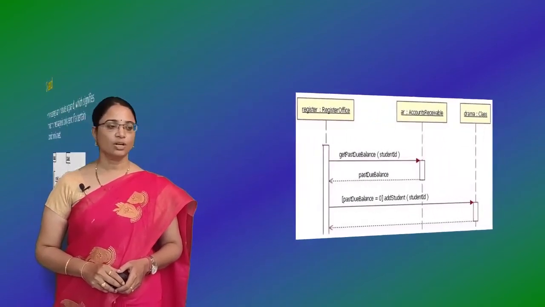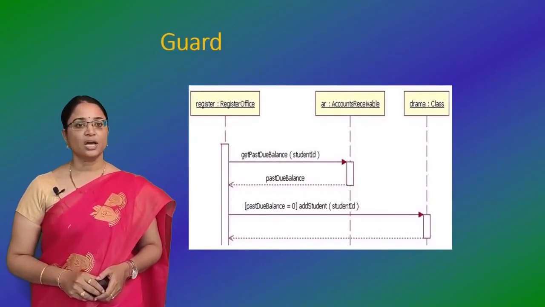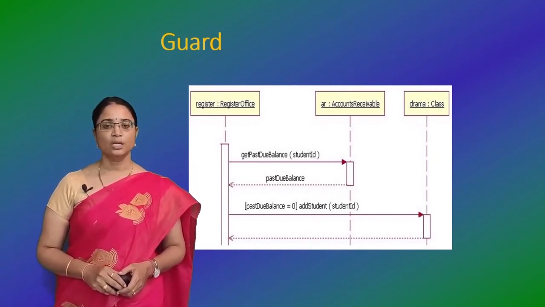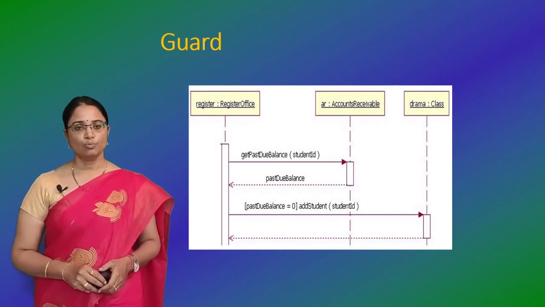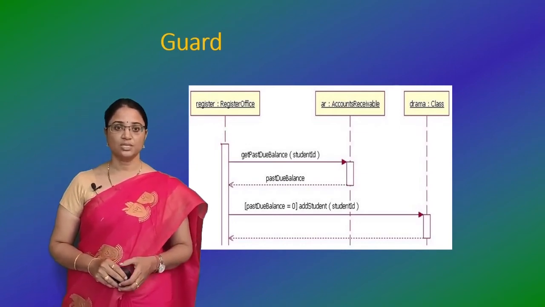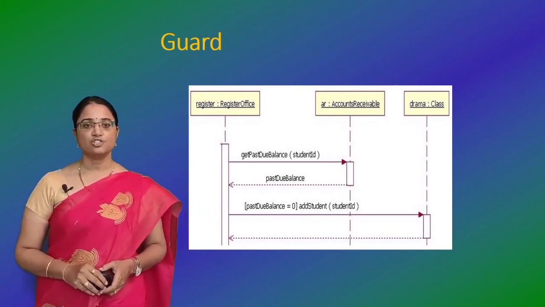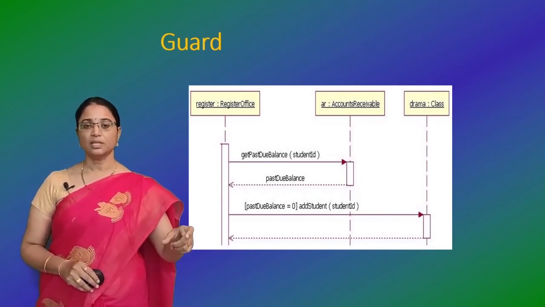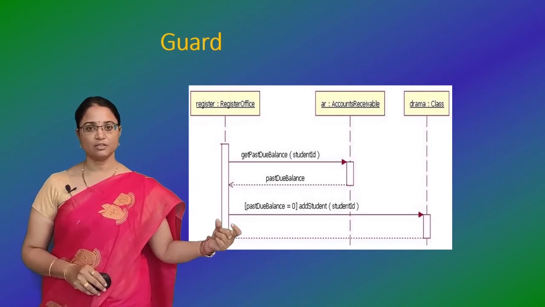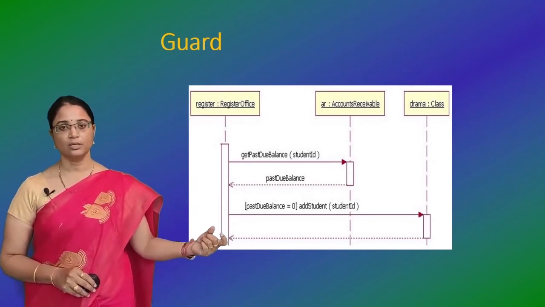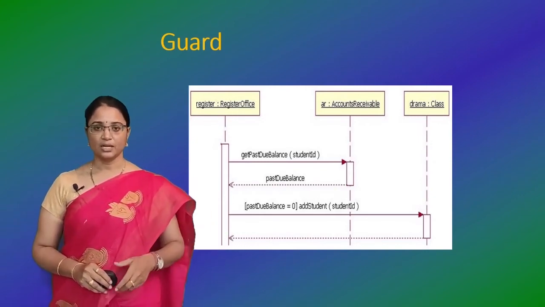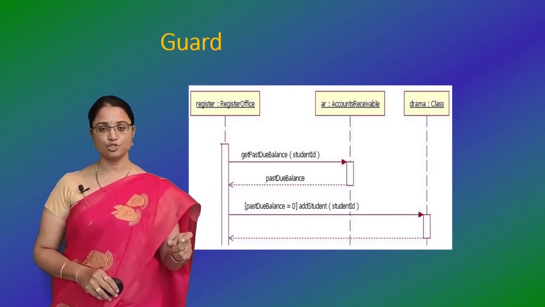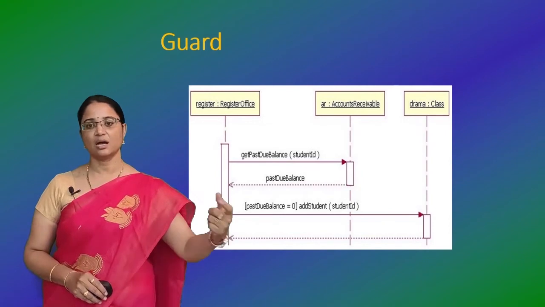So if you see here one of the examples, we are having register office, accounts receivable, and drama class. What is this scenario telling? Get past balance. Here if the students want to attend the drama class, then they need to clear the due balance of the previous semester. Okay, then only they can attend the drama class. If you want to specify such conditions, what is the condition here? The past balance should be 0. Then only they can attend the drama class.